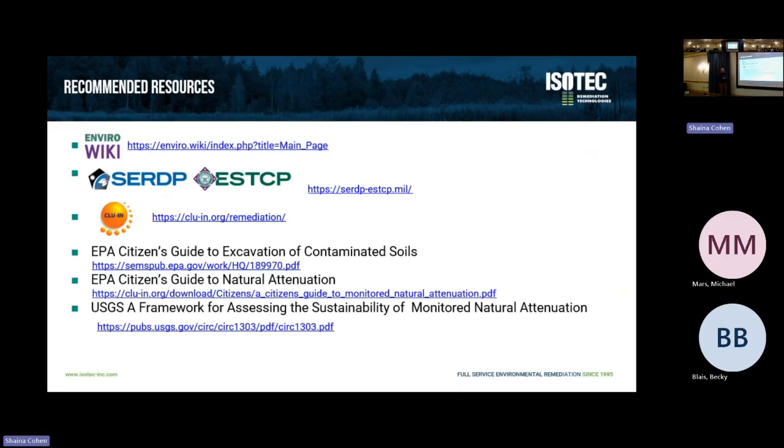Just some recommended resources for remedy selection: the Enviro Wiki, it's a bit like Wikipedia, but it's filled with remediation good stuff. Certain ESTCP websites, and where those innovations are happening. And then I have some guides for excavation and natural attenuation from EPA. And this USGS framework for assessing sustainability of MNA is a really, really great reference that I spend time with periodically.